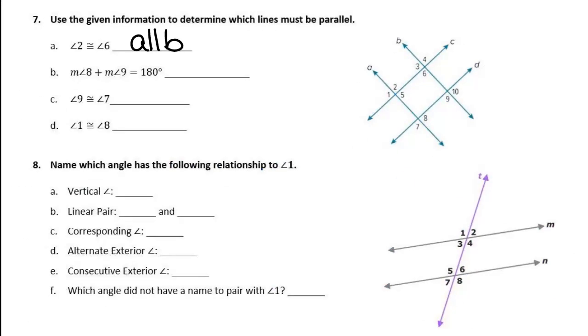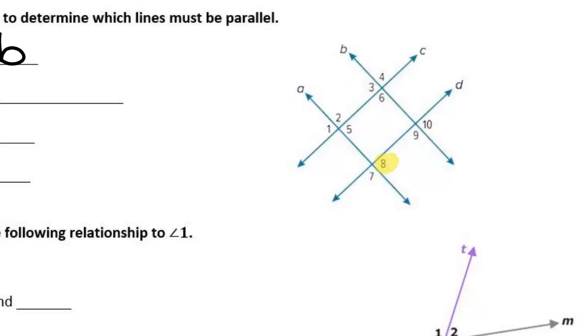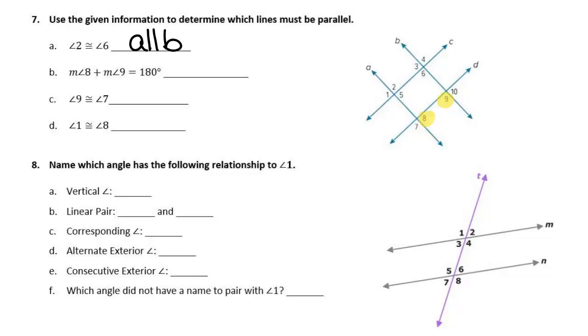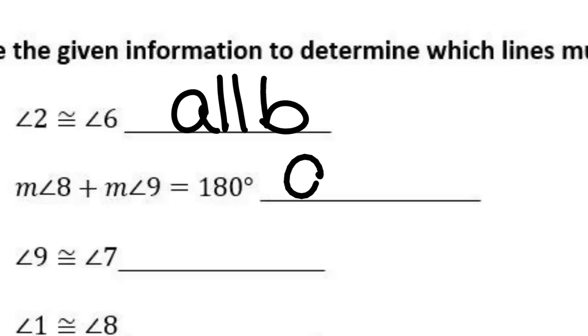All right, the next two angles that it gives me are 8 and 9, these two right here. What line do they both touch? They both touch D. So I don't need to look at this at all. What are the two lines that would have to be parallel then? A and B.